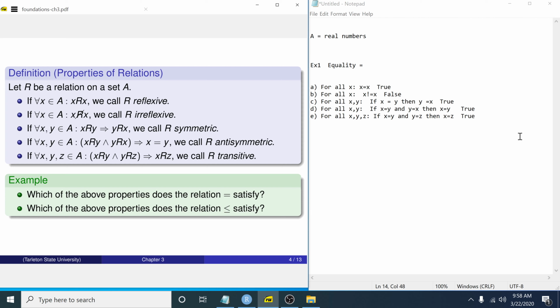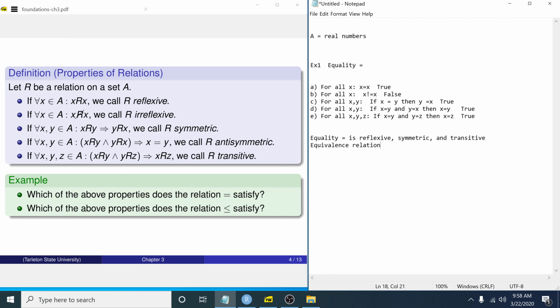All right, before we talk about less than or equal to, I want to point out a few things real quick. The equality relation, there's 5 properties up here, but I really want to focus on 3 of them. So the equality relation is reflexive, symmetric, and transitive. And it turns out that any relation that has these three properties is called an equivalence relation.